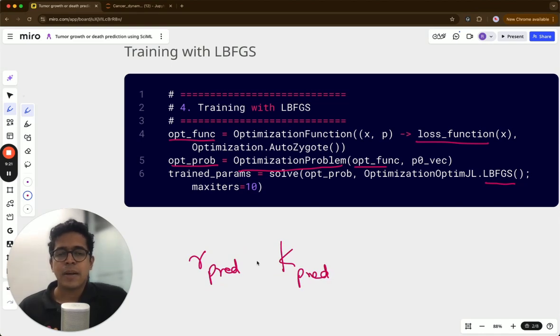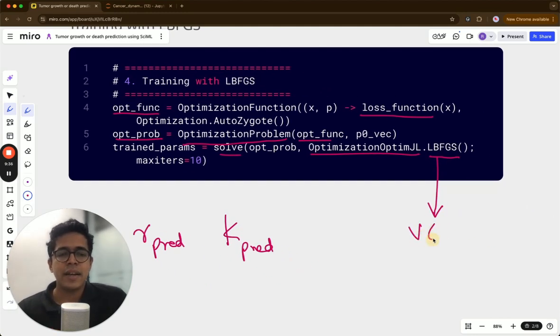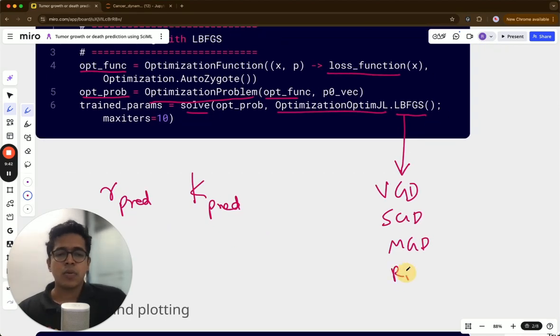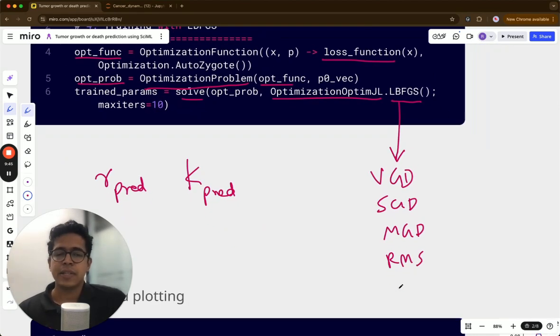So you are interested primarily in these two. For that, you solve this optimization problem using Optim.jl, Optim.jl LBFGS. This is the solver. Here you actually have a few different options. You could use vanilla gradient descent, stochastic gradient descent, momentum-based gradient descent, root mean square propagation, or the Adam optimizer. So there are many options for optimizers here.